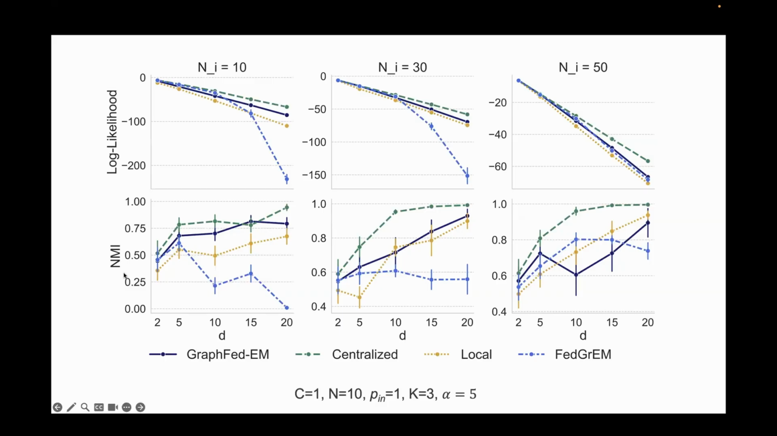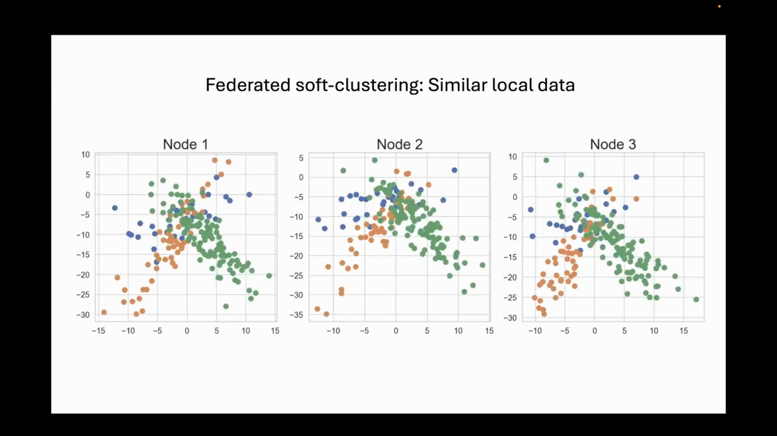So we see that the centralized algorithm works the best, again expected. And then our algorithm is somewhere between the local training and the centralized training. And it's mostly beneficial when we have this very small sample size on the node. This advantage is somewhat decreasing when we have enough data points on the node, so the local GMM is performing relatively well. So this is a very simple condition where the data sets on the nodes are very similar.